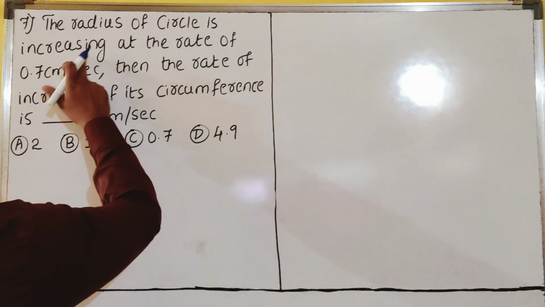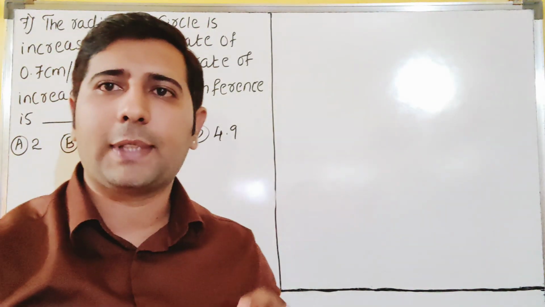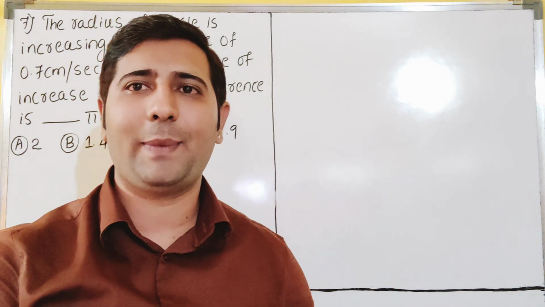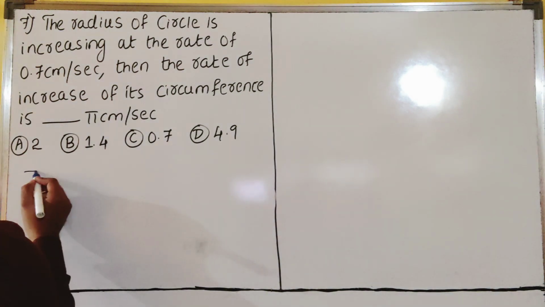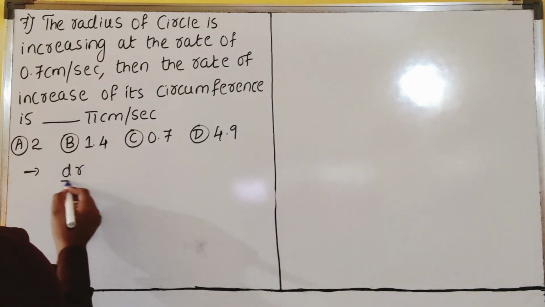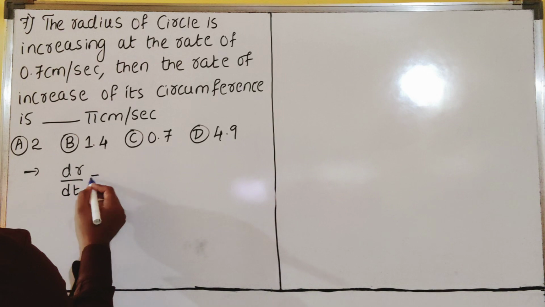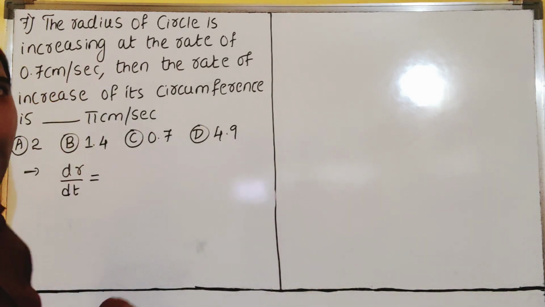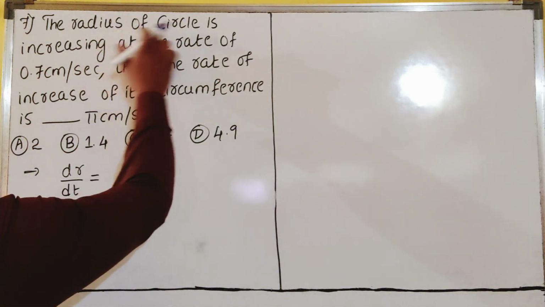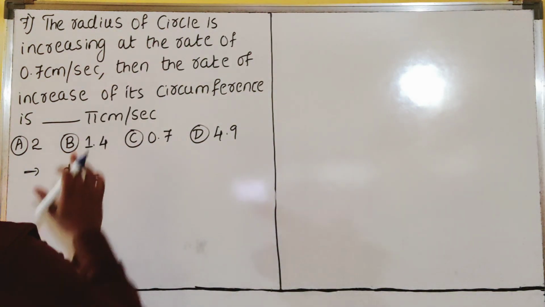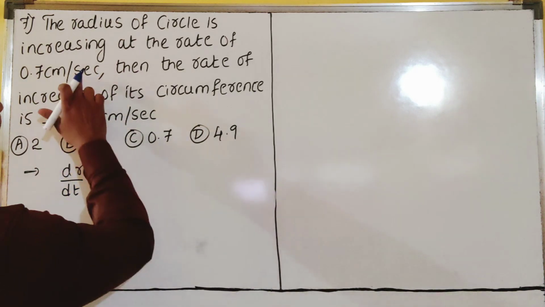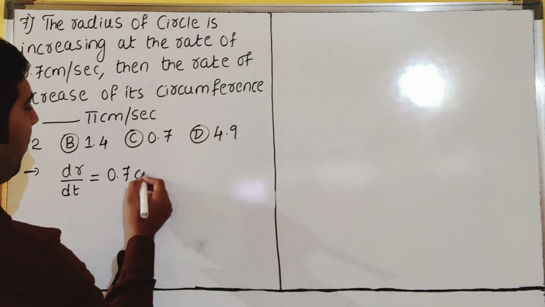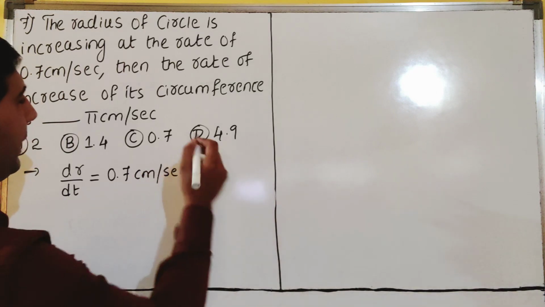Radius of circle is increasing. Radius of circle is increasing means what? Change is there. If change is there in radius, that is dr by dt we will write, dear students. Why is dt written? Second. Can you see here? Second means time, dear students. And radius is changing, so we can write dr by dt. Why has dt come? Because time is there. So dr by dt is given as how much? 0.7 centimeter per second, dear students.